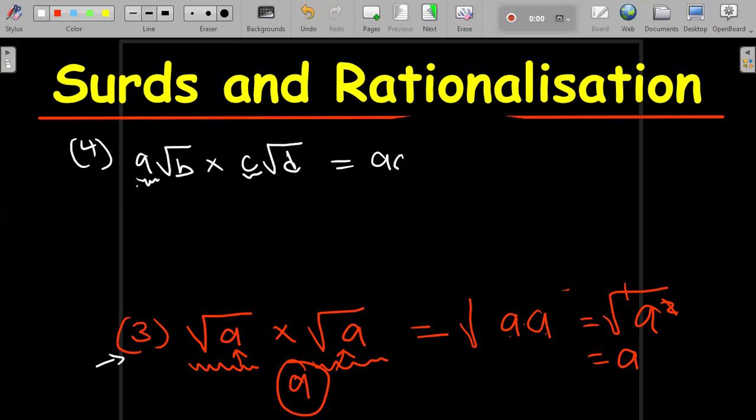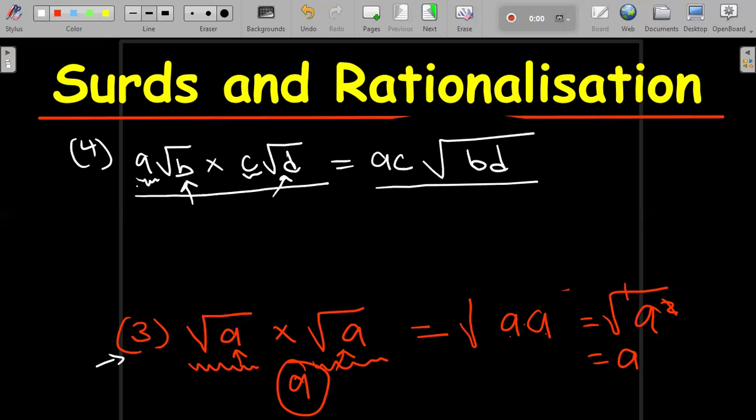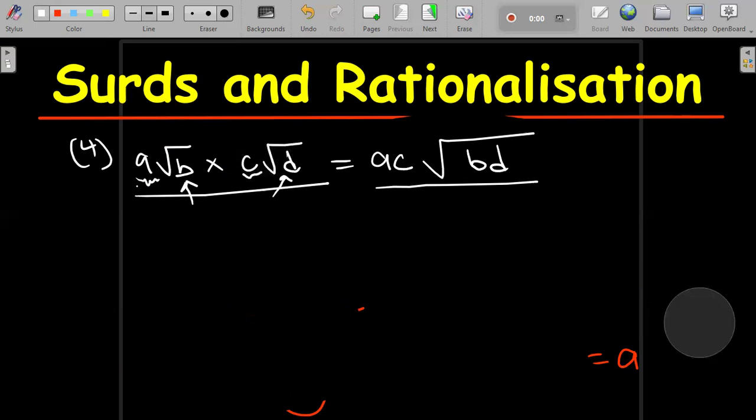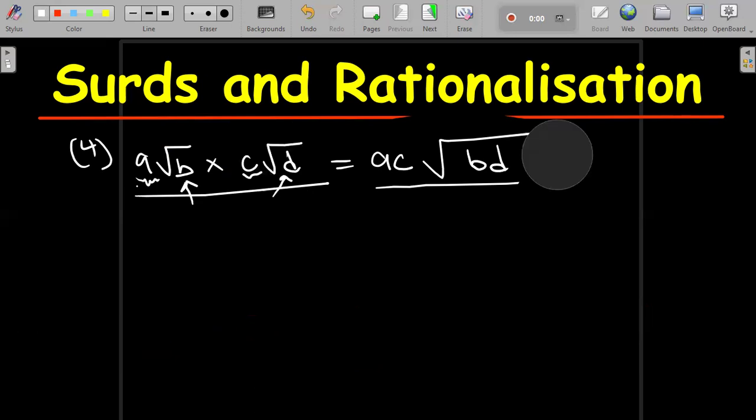So I have ac, and then I'm going to write a big square root, and then I multiply this b and this d, so I'm going to have bd under the root. This is the rule that we are going to be using in case we have something like this and we are multiplying them. Those are the 4 rules that you should know when it comes to surds. I've explained them, and now let's explain what we call rationalization.